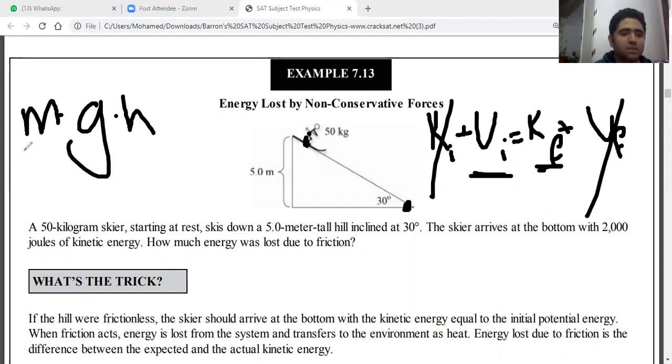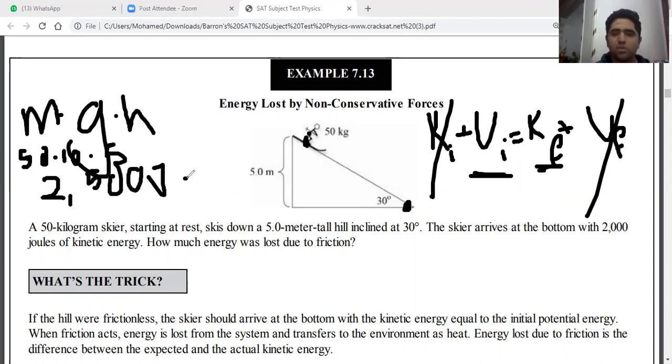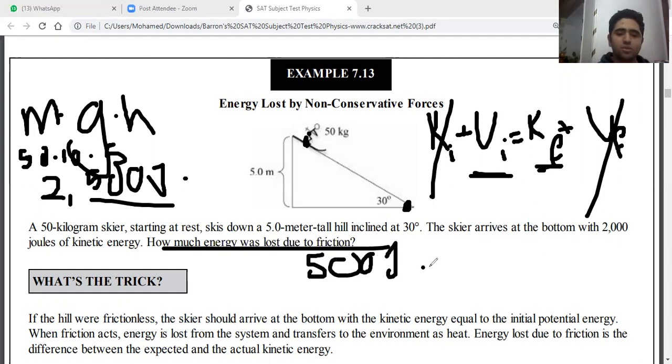That's m times g times h. Well, the mass is 50. Acceleration due to gravity is 10. Height is 5. Let me save you the effort. That's going to be 2,500 joules. I'm so sorry for my handwriting. The skier arrives at the bottom with 2,000 joules of kinetic energy. Wait, 2,000? What happened to the 500? How much energy was lost due to friction? You're a smart person. Subtract 2,000 from the 2,500. 500 joules was lost due to friction.